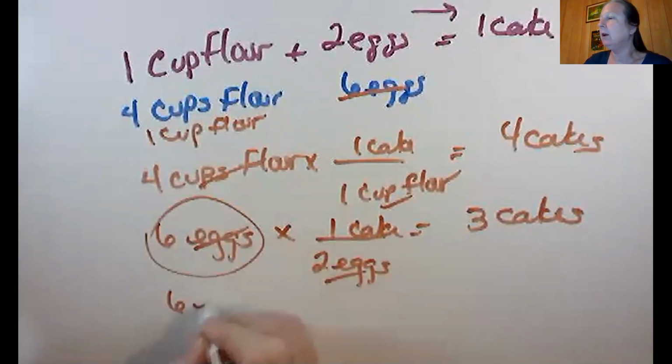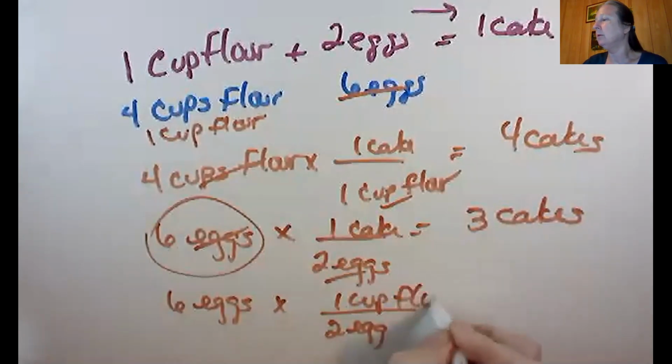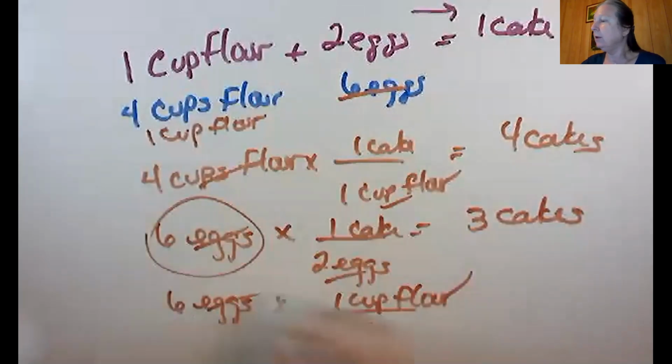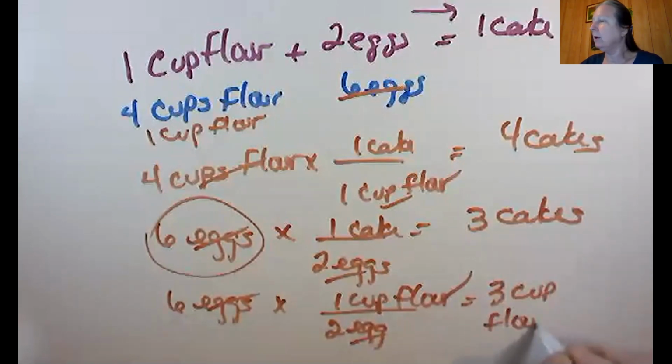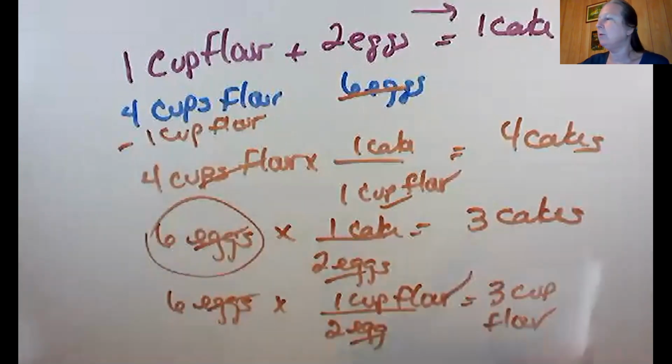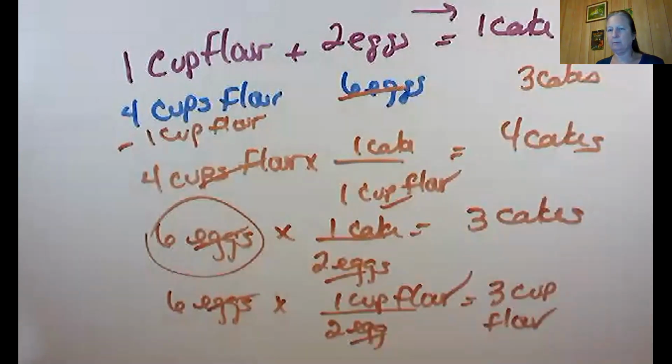I have 6 eggs, I'm going to use them all up. For every 2 eggs I use, I'm going to use 1 cup of flour. So that means I'm going to use 3 cups of flour. I had 4 at the beginning of the day. So at the end of the day, I will have 1 cup of flour, 0 eggs, and 3 lovely cakes. Yum. I like to bake. That is limiting reagent. That's how it works.